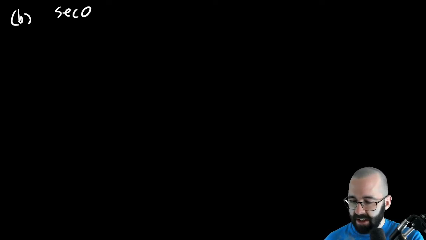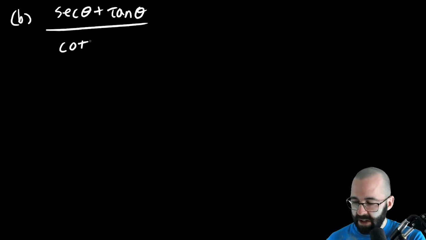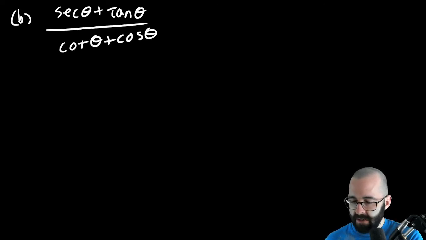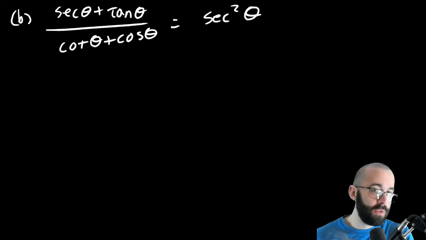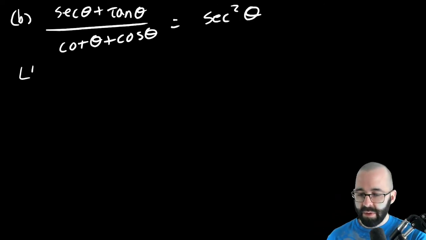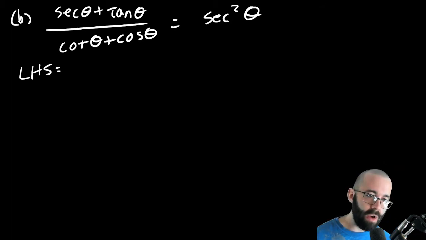We're going to skip the long one. We're going to do the long one last. Secant of theta plus tangent of theta divided by cotangent of theta plus cosine of theta. Is that equal to secant squared of theta? Prove or disprove? We'll start with the left-hand side and try to get it into the right-hand side.